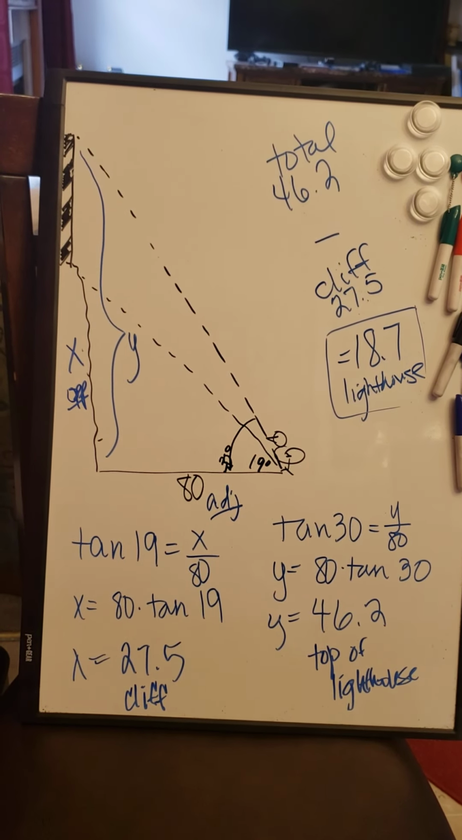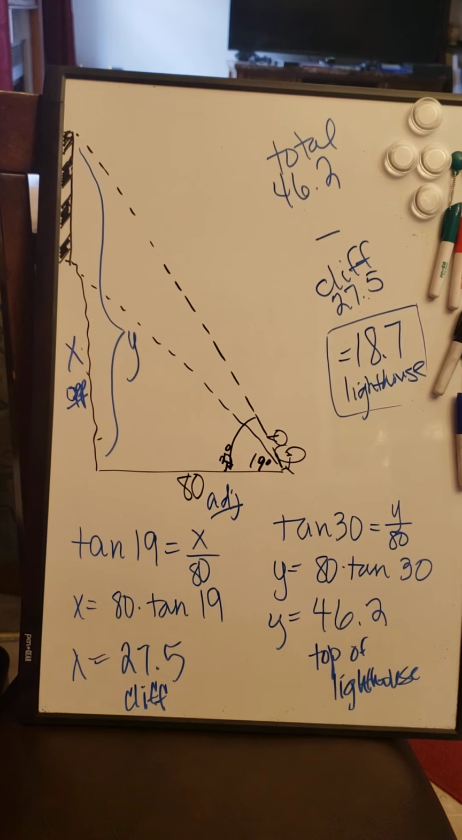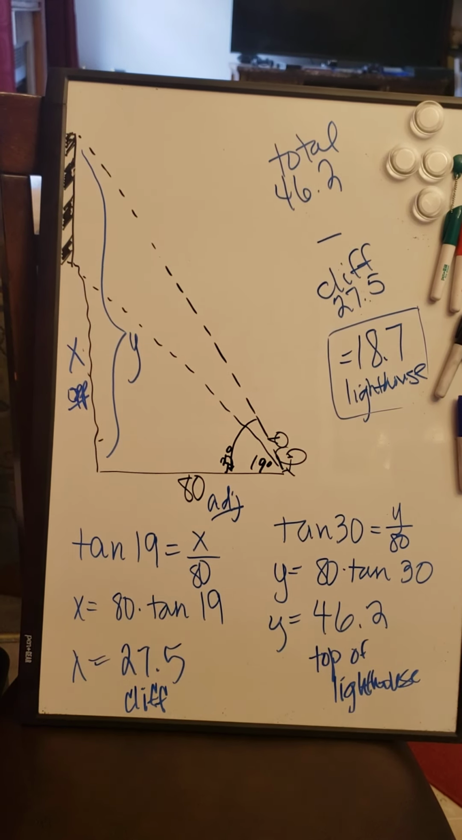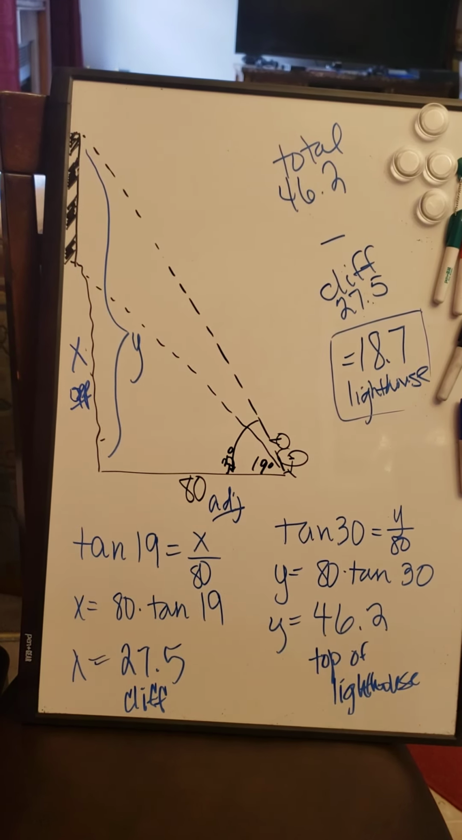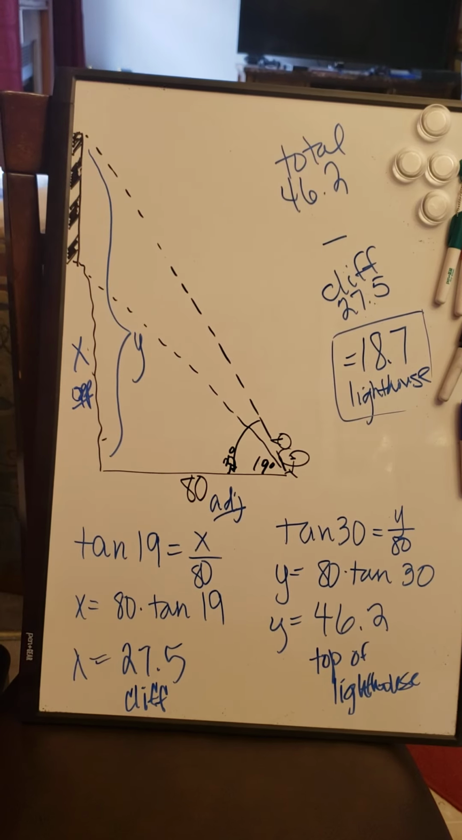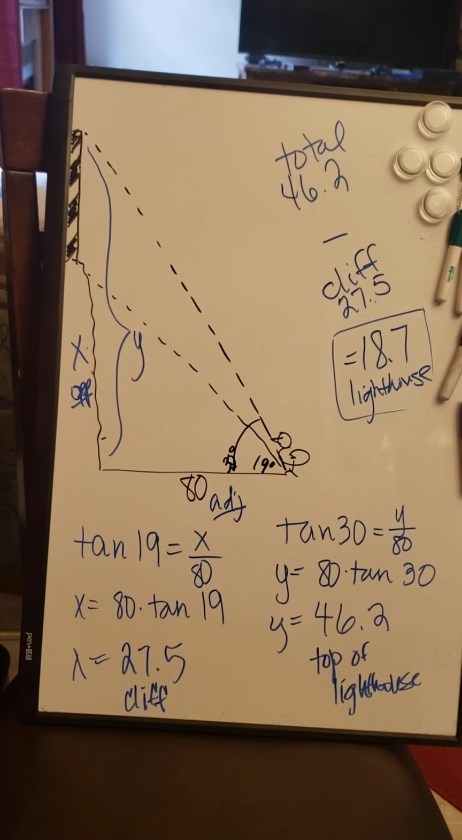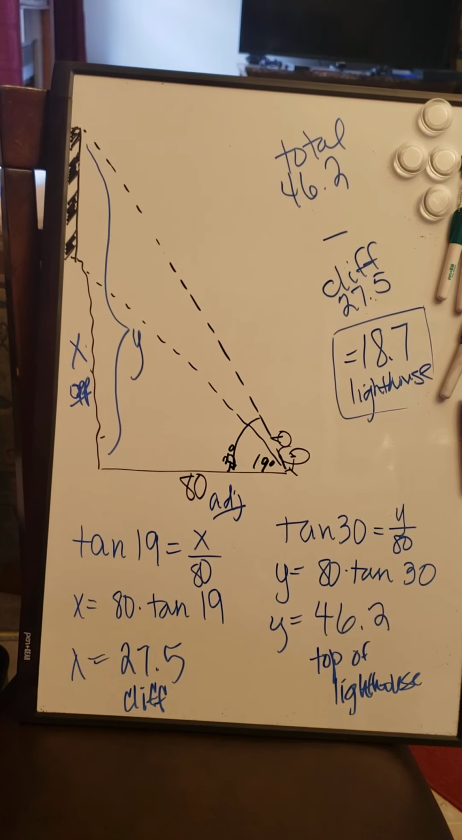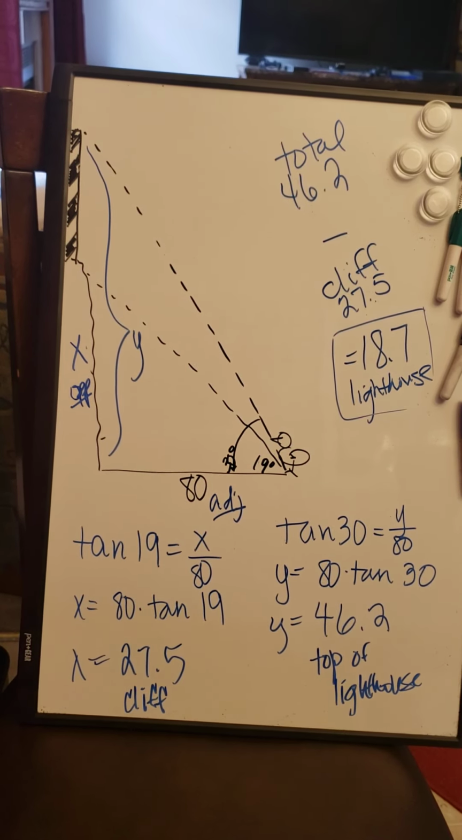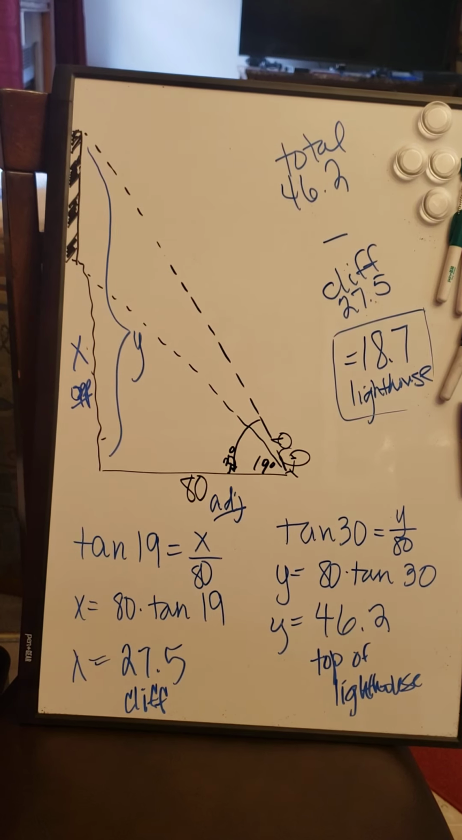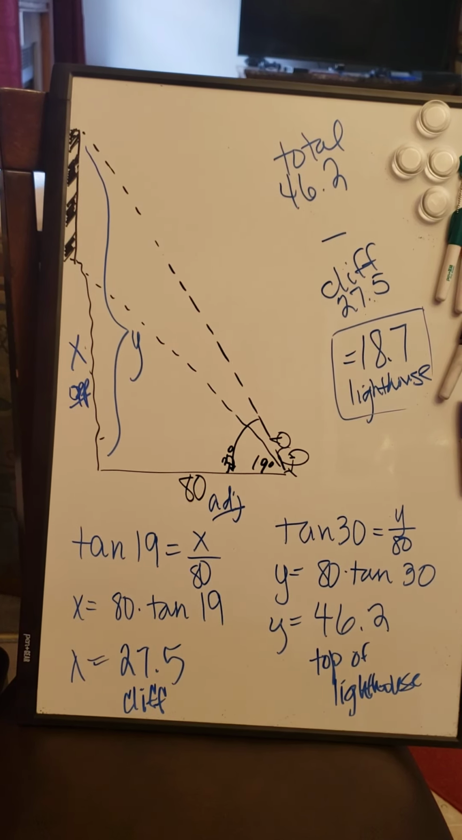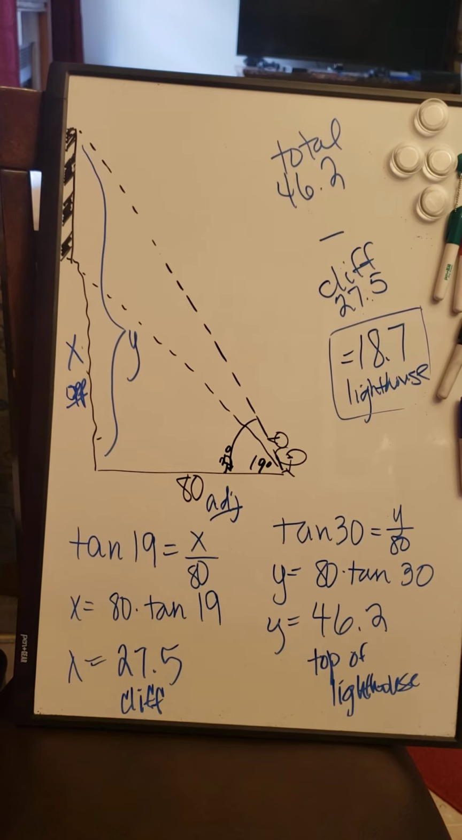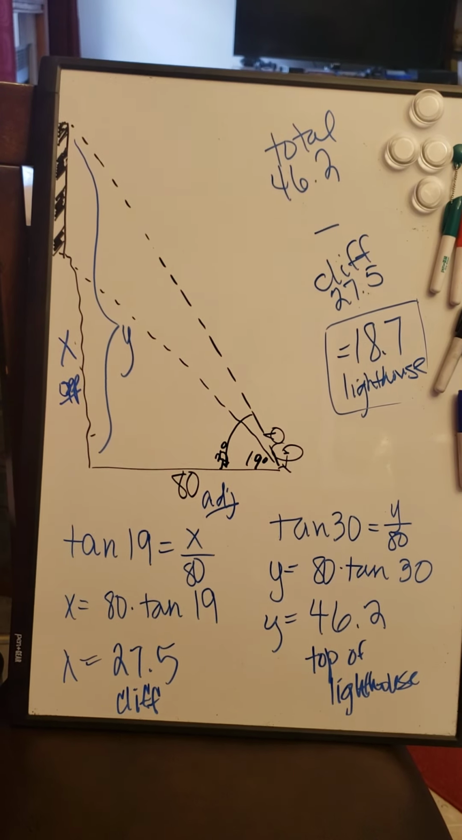So first let's look at finding the height of the cliff. Just focus on that smaller triangle there, the shorter triangle that has X as the opposite side. So we're working with the opposite and the adjacent. Opposite and adjacent go with tangent. So the tangent of 19 is X over 80. And so to find X, we do 80 times the tangent of 19, which gives us 27.5. That is the height of the cliff.